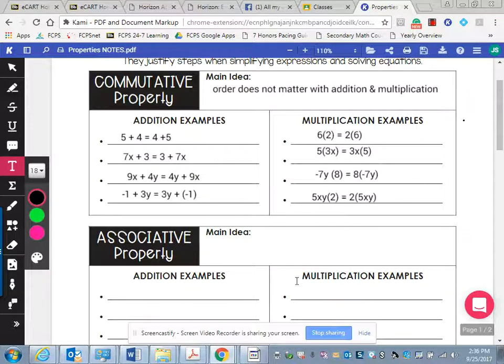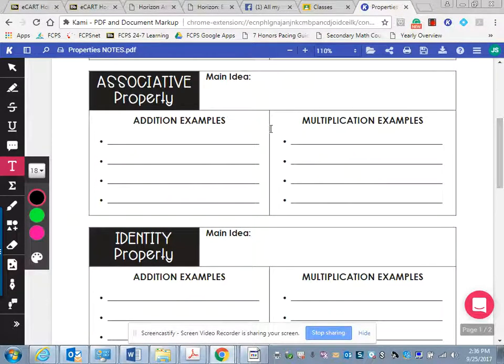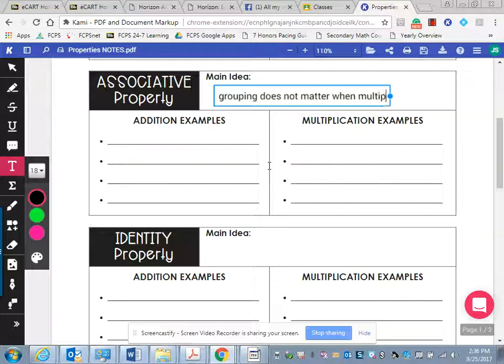Okay, so when we start identifying these, I'm going to ask you guys to ask yourself a couple of questions. The first question that I'm going to ask you is, did the order change? The next question that I'm going to ask you, was there any regrouping? Which leads us to our associative property. And the main idea of the associative property is grouping does not matter when multiplying or adding. Okay? Grouping does not matter when multiplying or adding.